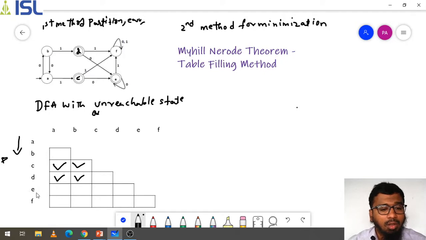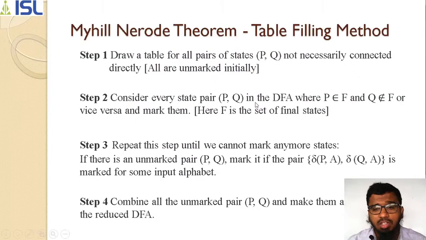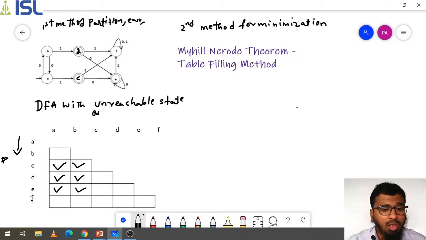Next, E comma A, means A comma E. Is there any connection between A and E? No, but this is a final state and this is a normal state. That means you need to mark a tick here, A comma E. Next, E comma B, is there any connection between E and B? No, but this is final and this is a normal state, then tick mark. As per this condition we are marking them. E to C, both are final states, you should not mark the tick.